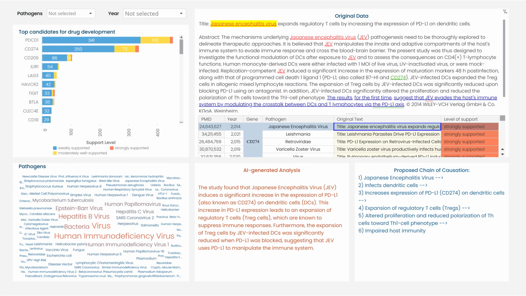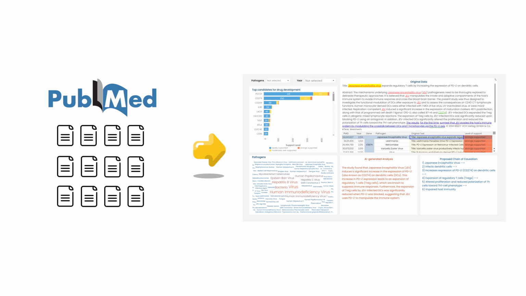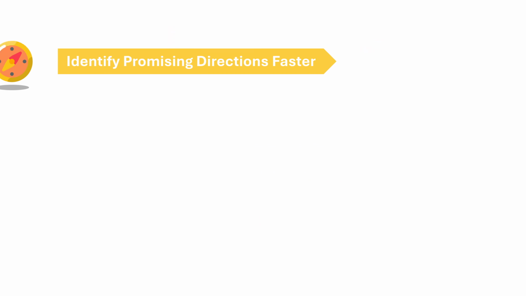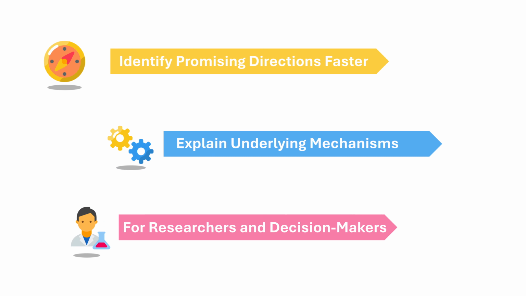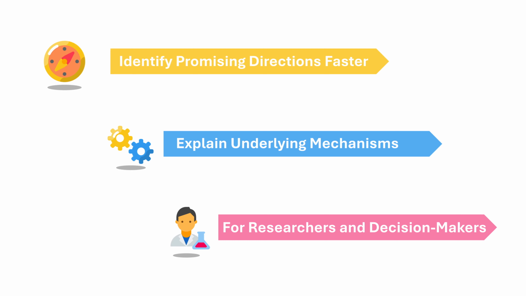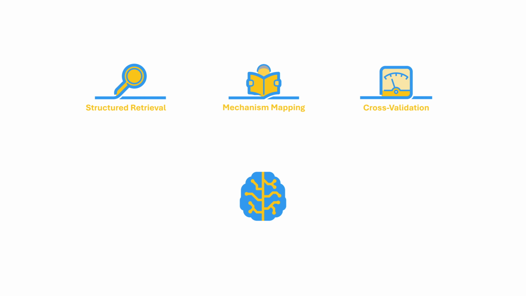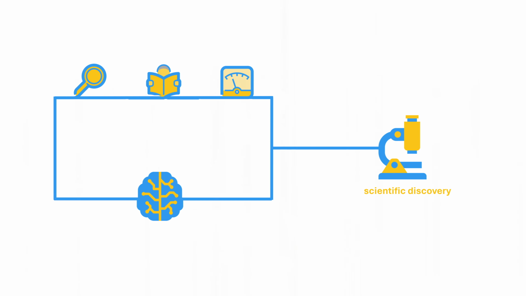If we reduce the whole solution to one core idea, it is about turning large-scale, unstructured scientific literature into a research workflow that is filterable, explainable, and verifiable. It helps teams identify promising directions faster, explain the underlying mechanisms, and deliver the results in a form that researchers and decision makers can readily use. More importantly, when AI is combined with structured retrieval, mechanism analysis, and cross-validation, it has a much better chance of supporting real scientific discovery.